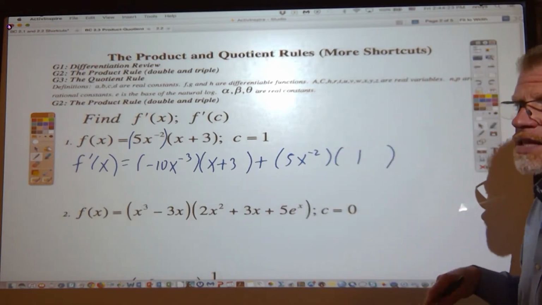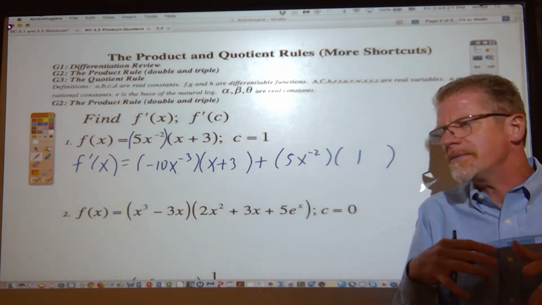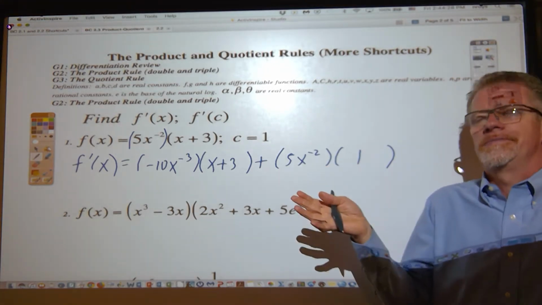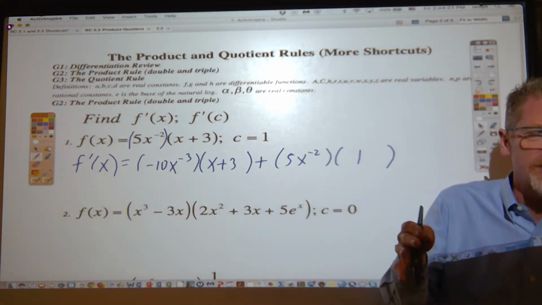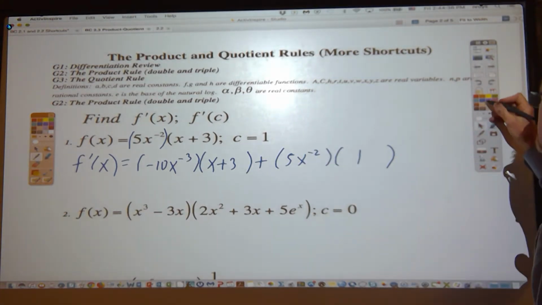So, by the way, there's not going to be a big emphasis today on simplifying your answer. I mean, sometimes we will, but this is a calculus class. Sometimes we skip the simplification part. If you were to simplify this, it's doable.